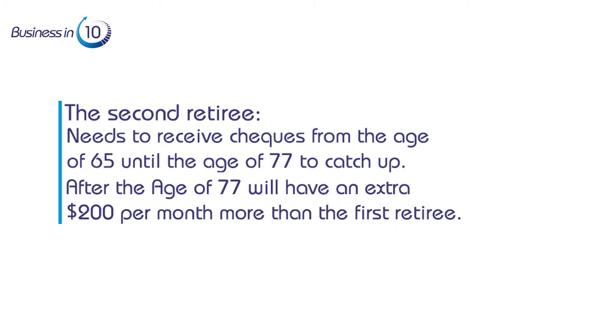After the age of 77, the second retiree will have an extra $200 per month more than the first retiree. There are many different alternatives to maximize your full benefit that you can receive from Social Security. The calculation can be somewhat complicated, and of course you have to make some guesses on how long you will live and so on. And by all means, if you are up to the task, please go for it and maximize the total amount you are eligible to receive. You certainly worked hard for it.